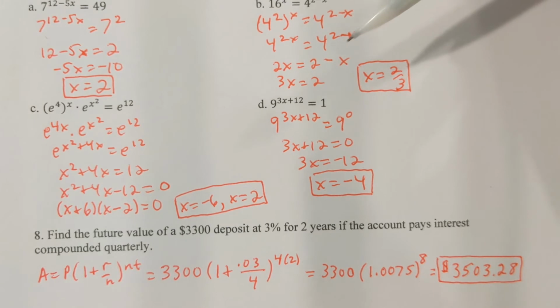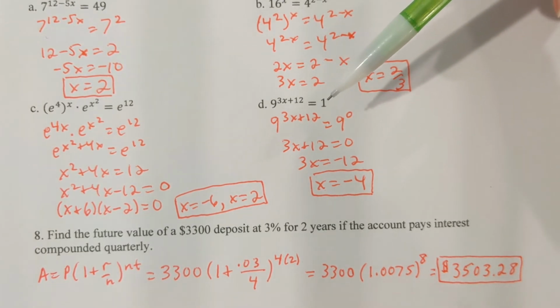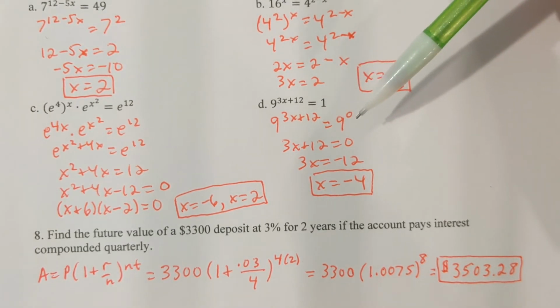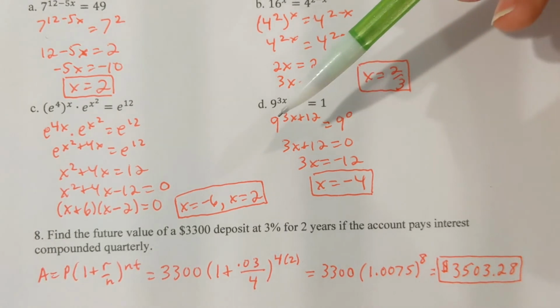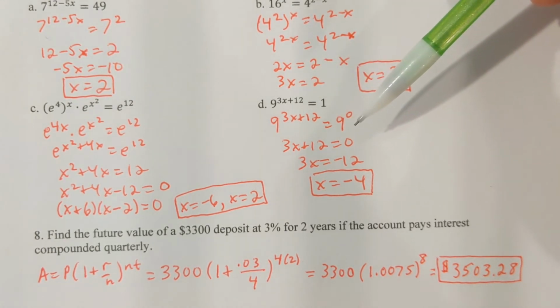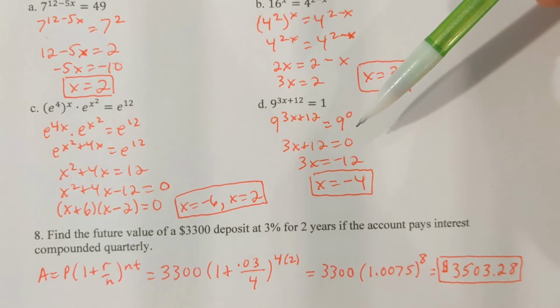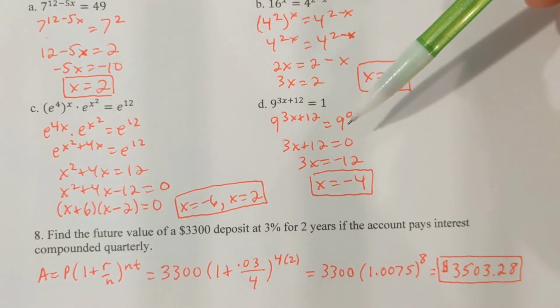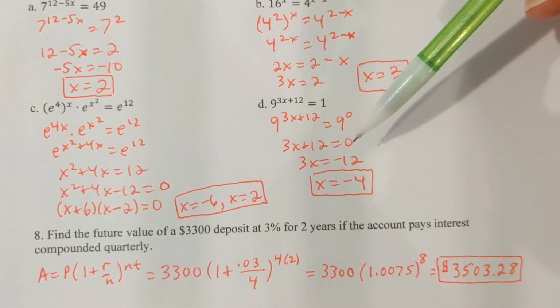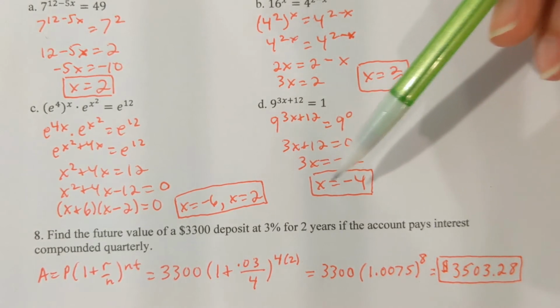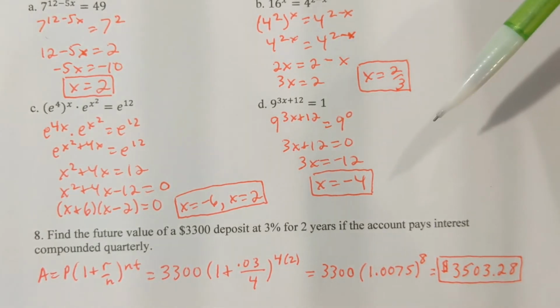Here's another one, part D. We're solving for x. Now, anything to the 0 power is 1, right? And I can get base 9 on both sides here. 9 to the 0 is 1. And now that I've got base 9, I can remove the 9's and set the powers equal. Subtract 12 and divide by 3, and you get x equal -4.